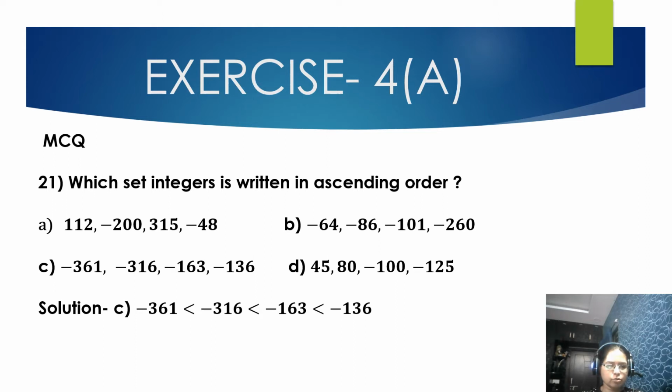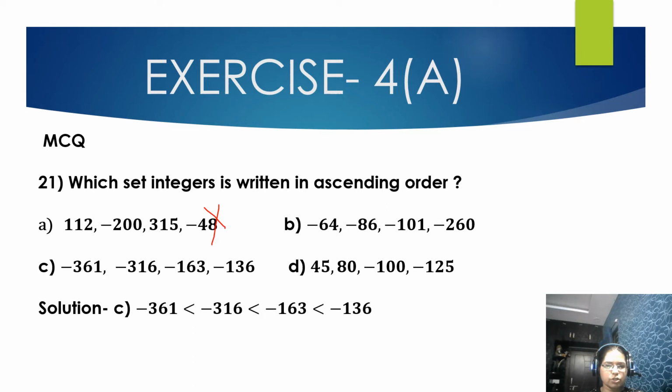Now we solve some MCQ question, multiple choice question. Question number 21 is, which set of integers is written in ascending order? Here the options are given and we have to find the set of integers which are written in ascending order, that is from smallest to the greatest order. First option is 112, minus 200, 315, minus 48. This is not written in ascending order, as 315 is the greatest and minus 200 is the smallest. So it will be starting with minus 200. So this is incorrect.